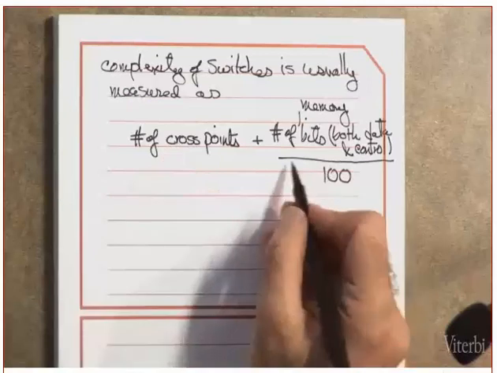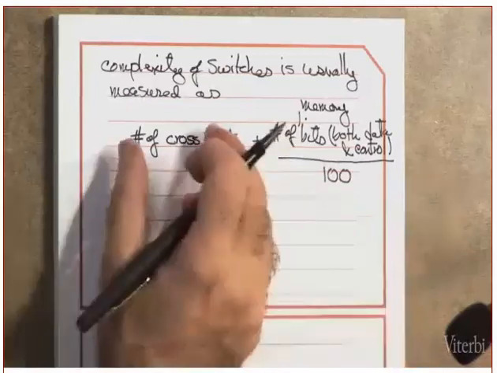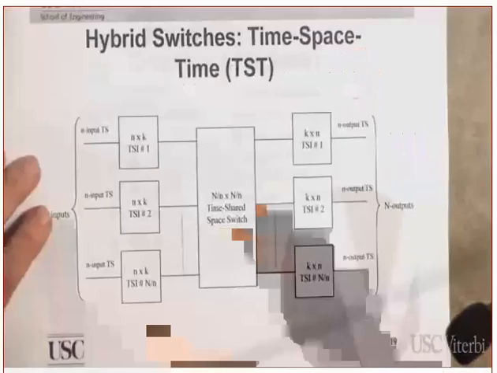Okay. Now for this switch to be non-blocking, K has to be greater than or equal to 2n minus 1, which I told you a moment ago. What is K? K is the number of time slots in here, whereas this one has time slots in here. There is a typo here. This one should be N by n.